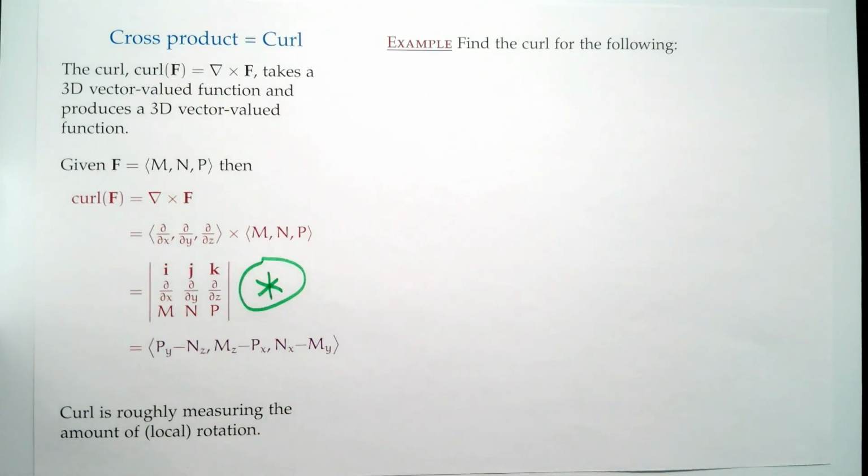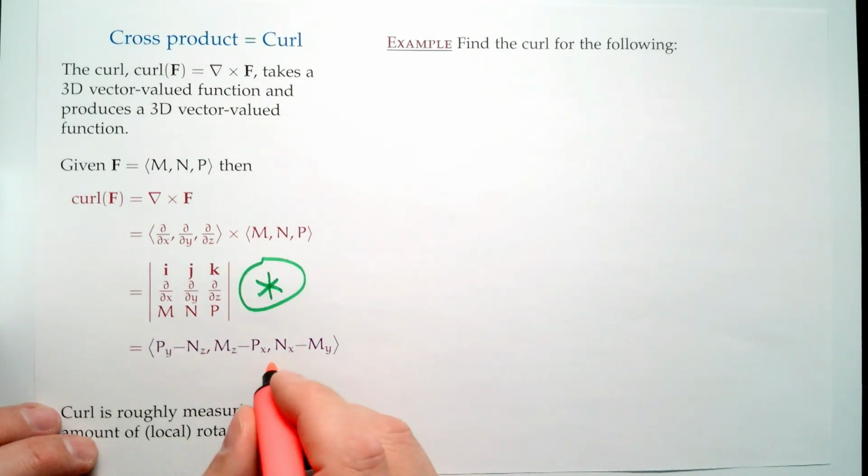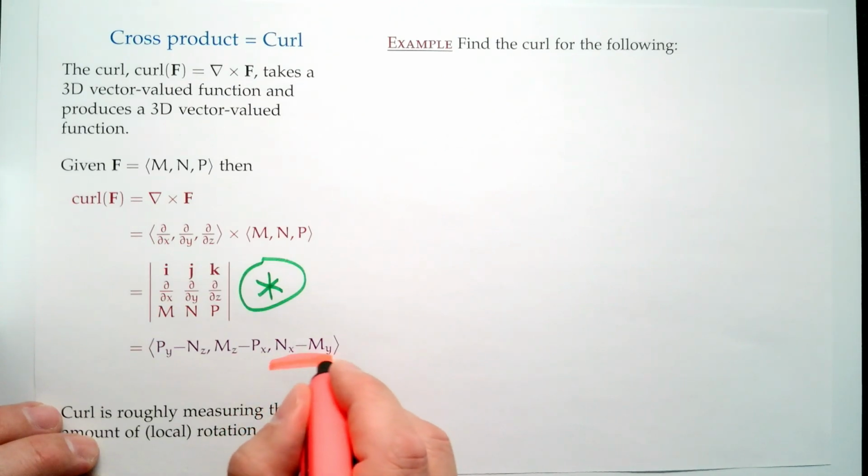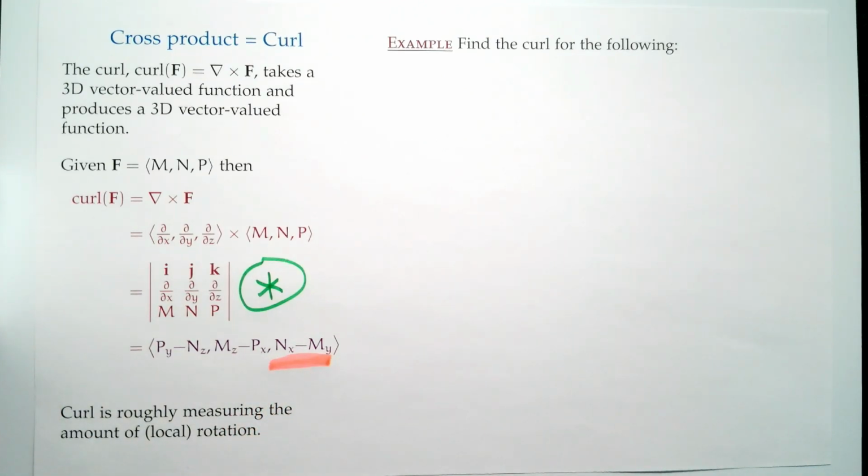That being said, well, not next time, but by the end of the week, I'm going to ask you, does this look familiar? And you're going to say, oh, it does look familiar. And we're going to point to that. But that's coming up by the end of the week. What does curl measure? Essentially, it's measuring the amount of local rotation. How are we turning?